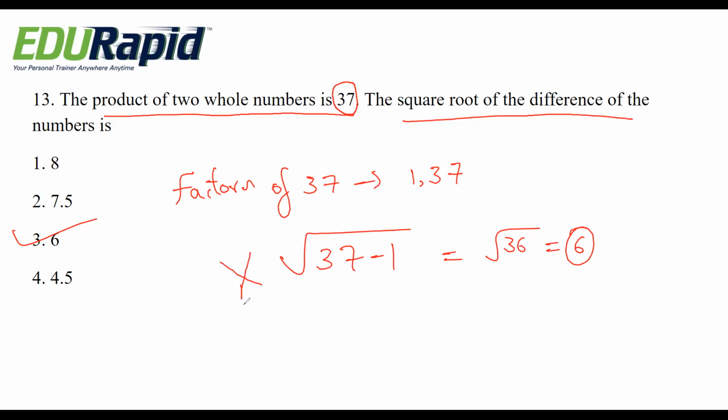It's also very simple, no need to write anything. Just by looking at the question, you can analyze. The product of two whole numbers is only 37 and 1. If you take the square root of the difference of those numbers, 37 minus 1 is 36, and the square root of 36 is 6.